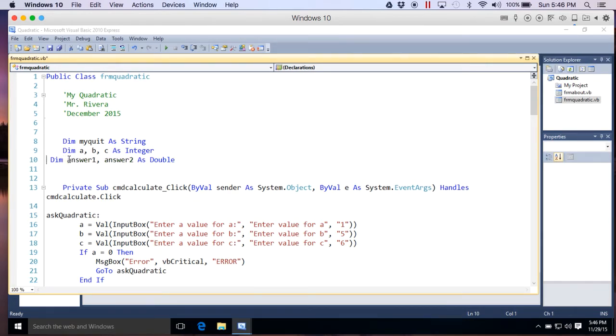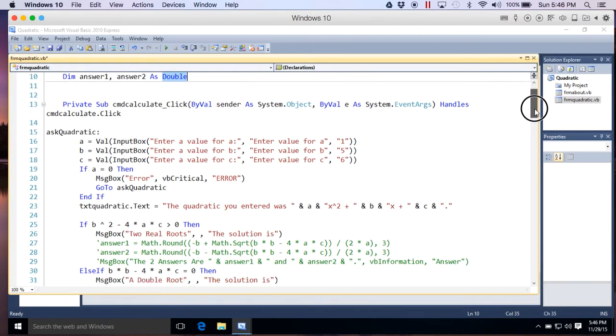Now, what about solving the quadratic? I'm going to have two variables, one called answer1, the other called answer2, because remember, I could get two answers, so I need to solve each of them with the quadratic. As double. Double just means it's very precise. It can go to a lot of decimal places. So I don't pick integer, which is a whole number. I use double, which allows decimals.